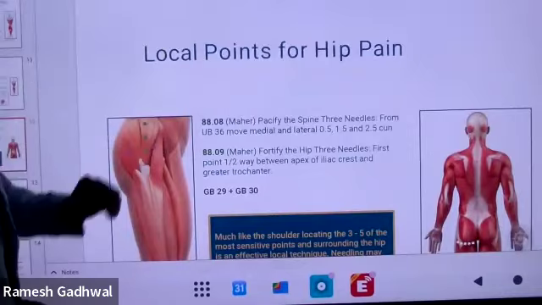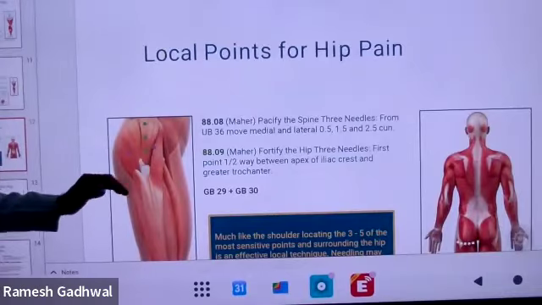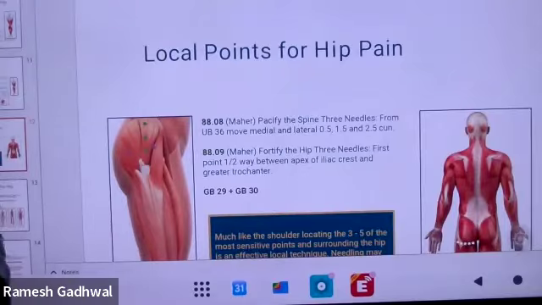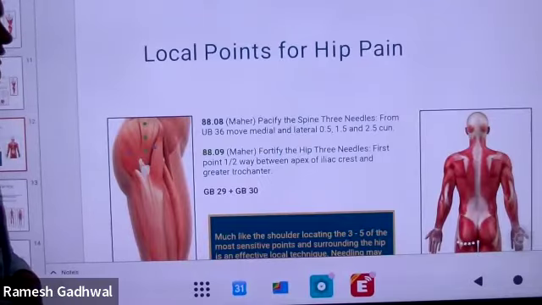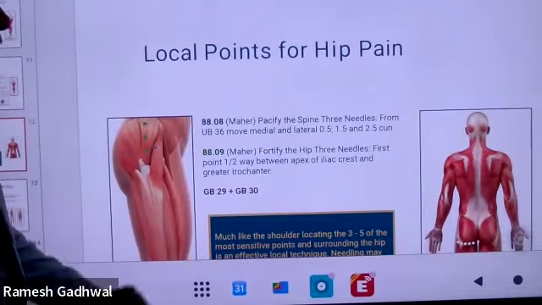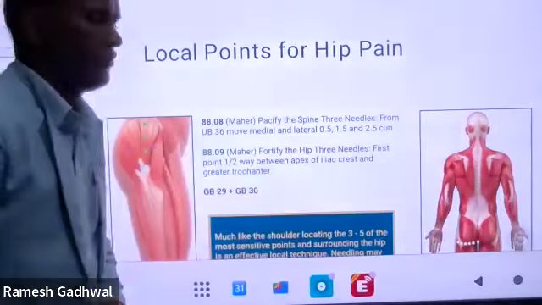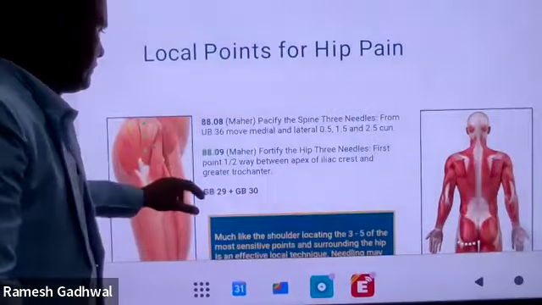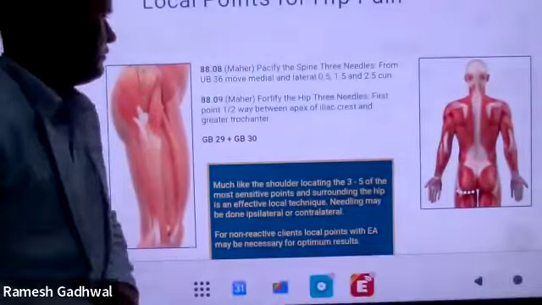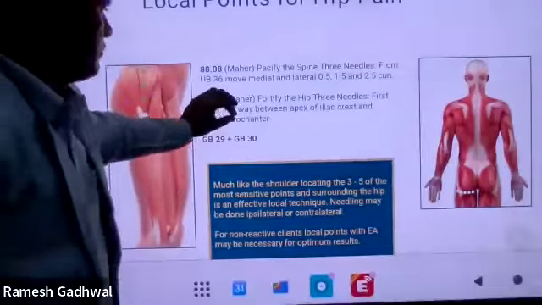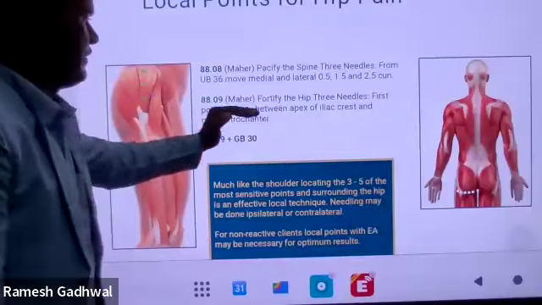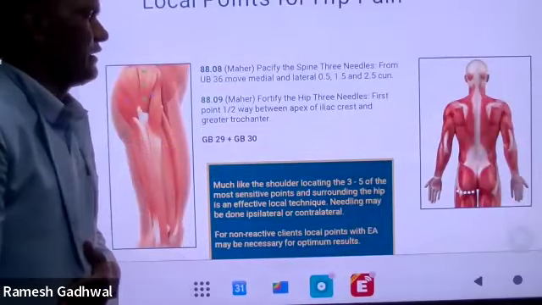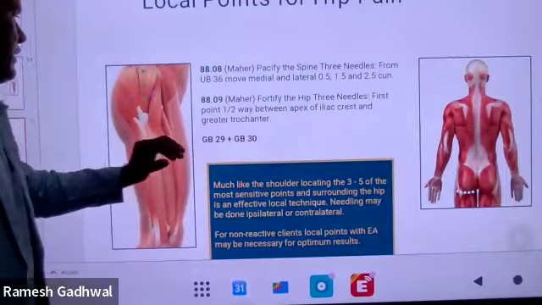The local points for hip pain. 88.08, Pacify the Spine: 3 needles from GB 36. Move medial and lateral, 0.5, 1.5 and 2.5 cun. 88.09, Fortify the Hip: 3 needles, first point halfway between the apex of the iliac crest and greater trochanter.